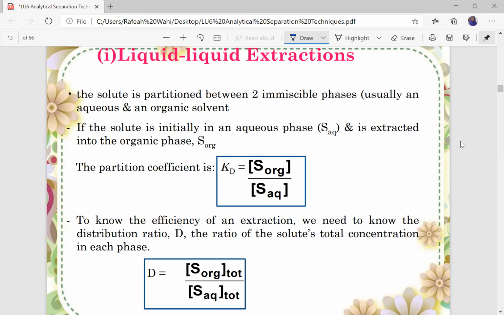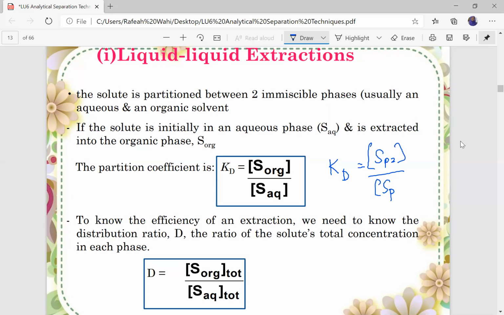So where do we get this formula? We get this from the partition coefficient equation just now, where we have KD equal to solute in phase 2 divided by solute in phase 1. So aqueous just now is phase 1 and organic is phase 2 because we want to move the pesticide in a water sample into the organic phase, which is the hexane. So that's the example.